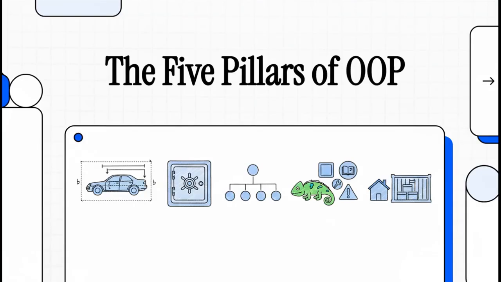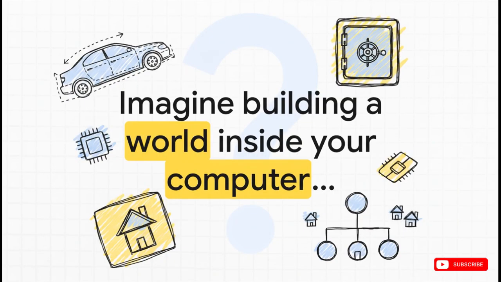Today, we're diving into something that's like the absolute backbone of a ton of modern software. We're talking about the 5 pillars of object-oriented programming. All right, let's play a little game. Imagine for a second that you're building a whole world inside your computer. You know, a world filled with cars, people, maybe even bank accounts.